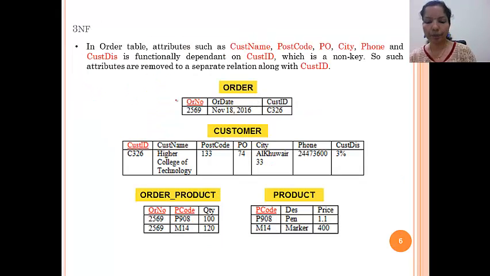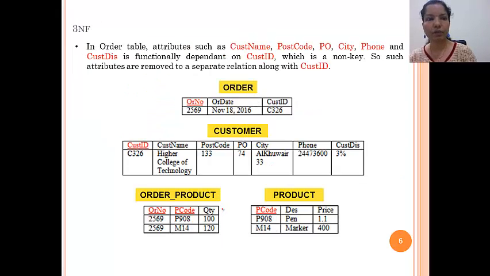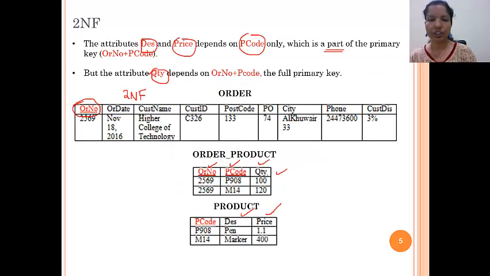Now for third normal form, we know that we have three tables, and we have to check third normal form in these three tables. What does third normal form say? Remove any non-key dependency. So just check the order table. We have order number, order date, customer name, customer ID, postal code, PO box, city, phone, and customer discount. Take order date and check whether it depends on the order number. Yes, if you have the order number, we can find out the date on which this order was made. So order date depends on order number.